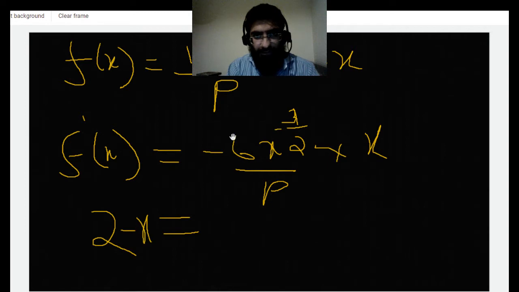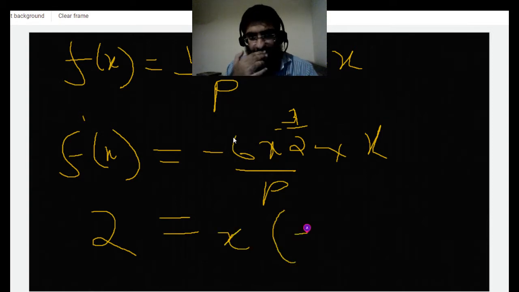Okay, yes. Then take x common, and then is this right then? f dash x is 2. That is fine. This minus 6x raised to the power minus 3 by 2, you said. That is fine, because f dash x is 2.